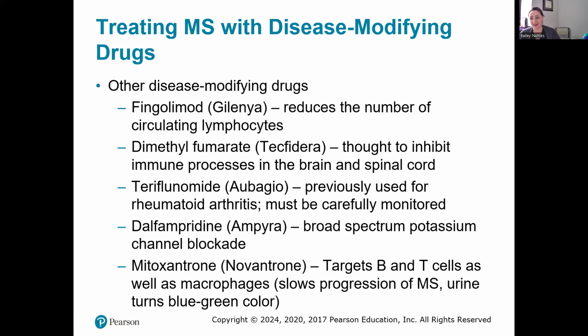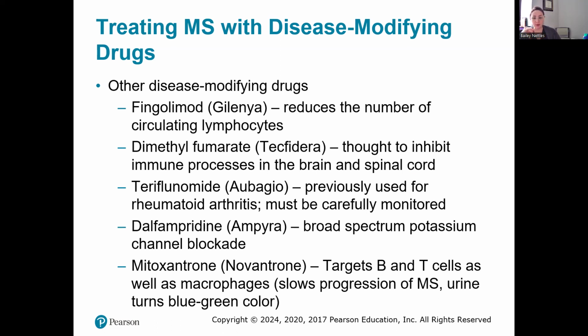dalfampridine is a broad spectrum potassium channel blocker. And you think, what does that have to do with anything? It increases the nerve conduction. So that's what the potassiums do, nerve conduction. So that increases nerve conduction and actually improves their ability to walk, and they can walk faster and they don't have that slow shuffling gait anymore.